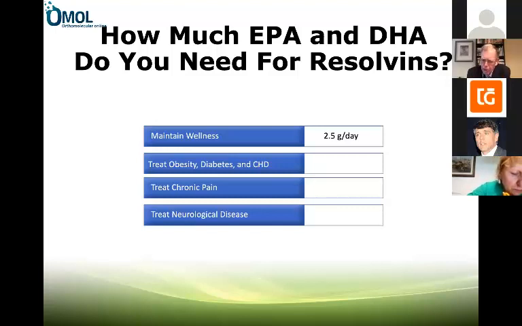The average American today consumes 100 milligrams per day of omega-3 fatty acids. And that's why America is the most inflamed country in the world.